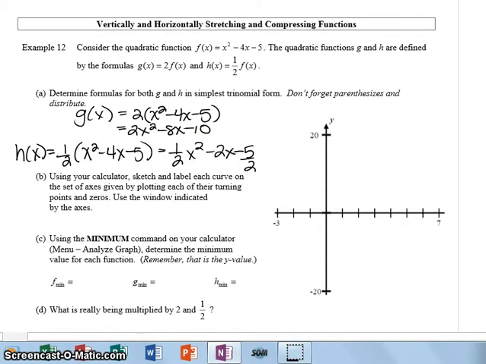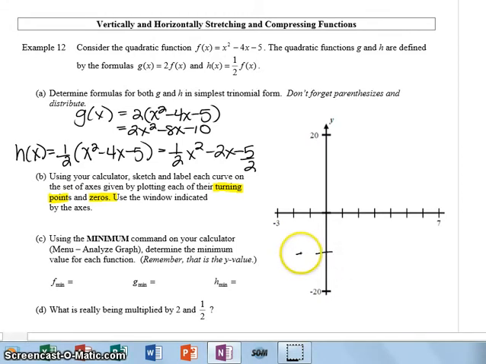All right, using your calculator, sketch and label each curve on the set of axes given by plotting each of their turning points and zeros. If you pay attention to that, it gets a little bit funky, so just look for the turning points, look for the zeros, and you can use your analyze graph to find the turning points and the zeros. Okay, it gets a little bit ugly here, so this is what I do.